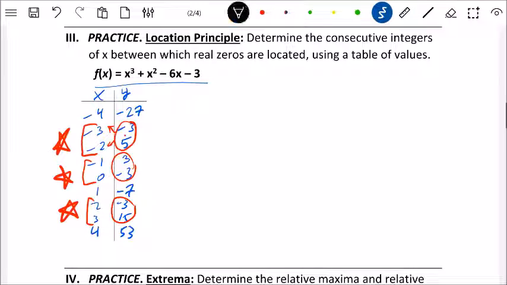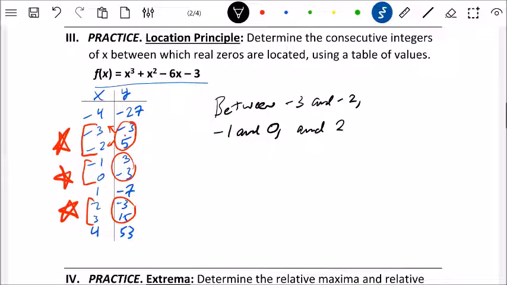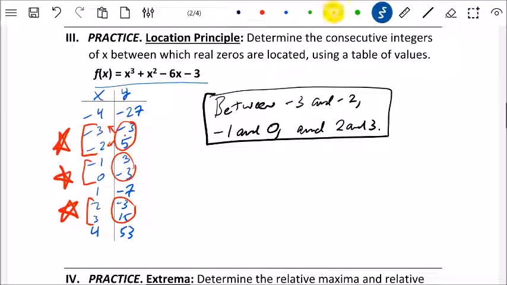So the answer would be between negative 3 and negative 2, negative 1 and 0, and 2 and 3. Okay. So that's just it. Use the table of values to identify where the sign changes are. Okay, let me finish getting this up there.